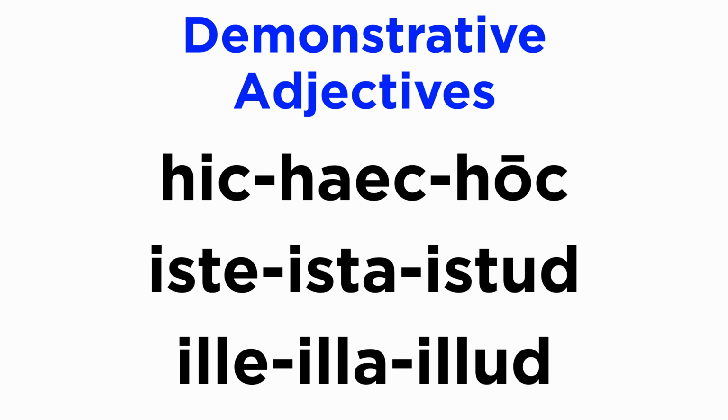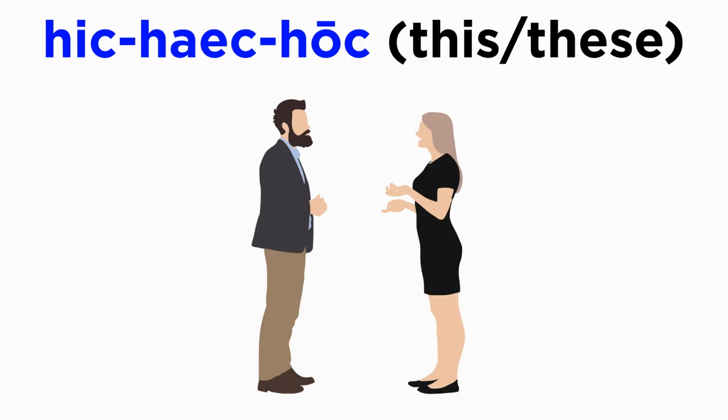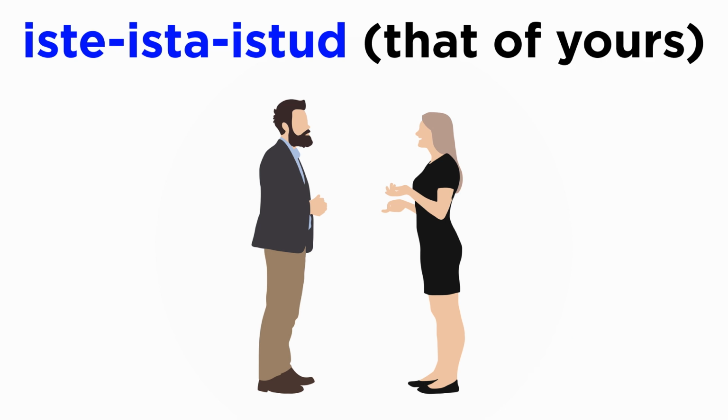Now let's discuss their meaning. Hic, haec, hoc means this, these. It describes what is near the speaker but far from the listener in time, place, or thought. Iste, ista, istud describes what is far from the speaker but close to the listener. This is something that English has lost, and which, if we really need to, we tend to translate as that of yours, for lack of a better expression.